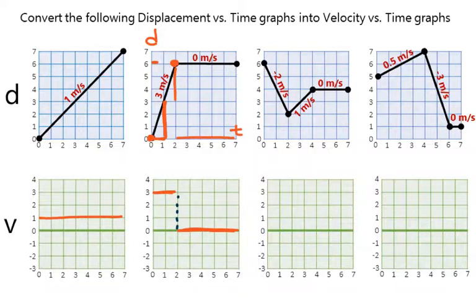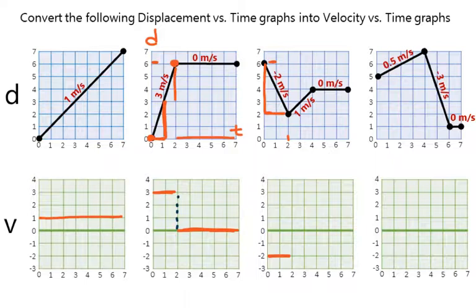For the next graph, I see that an object started at 6 meters away from the origin and then ended up at 2 meters away from the origin. So it went from 6 meters away from the origin to 2 meters away from the origin in 2 seconds. So the rise over the run gives me the rise is 4 and the run is 2. And the slope is negative. So that is negative 2 meters per second for the first 2 seconds.